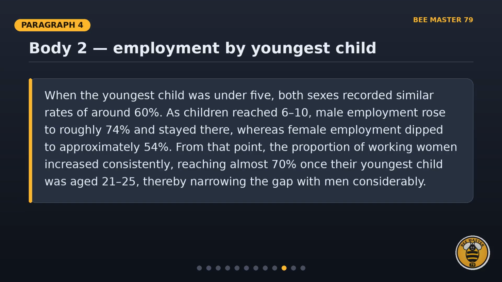Paragraph 4 covers the second chart. When the youngest child was under 5, both sexes recorded similar rates of around 60%. As children reached 6 to 10, male employment rose to roughly 74% and stayed there, whereas female employment dipped to approximately 54%. From that point, the proportion of working women increased consistently, reaching almost 70% once their youngest child was aged 21 to 25, thereby narrowing the gap with men considerably.